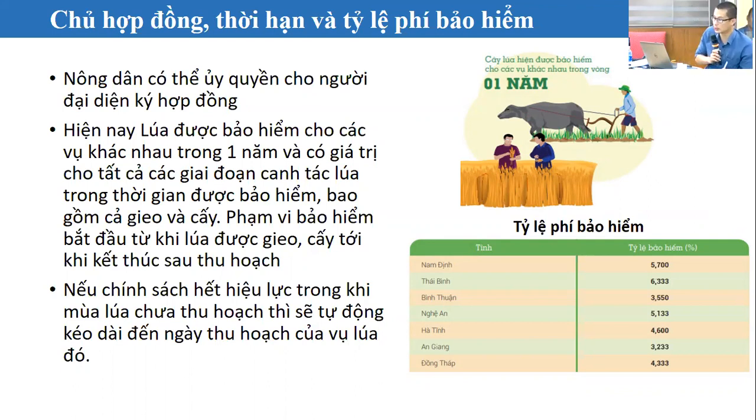Khi ký hợp đồng ủy quyền như vậy thì rõ ràng là người nông dân phải ký một giấy ủy quyền cho người đại diện của mình, và khi có bồi thường thì chủ hợp đồng, tức là người đại diện, sẽ nhận tiền bồi thường đó và phân phối lại cho người dân.